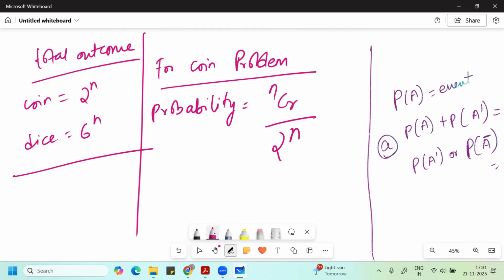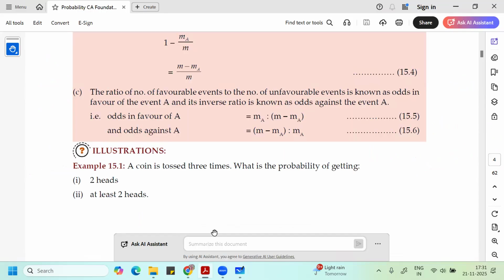And for coin problems, please understand, the probability of getting head is equal to the probability of getting tail is equal to 1 by 2. So directly for coin problems, you can use nCr by 2 to the power n. If three coins are tossed, what is the probability of getting two heads? It would be 3C2 by 2 to the power 3. 3C2 is 3 and 2 to the power 3 is 8. So the answer for two heads is 3 by 8.